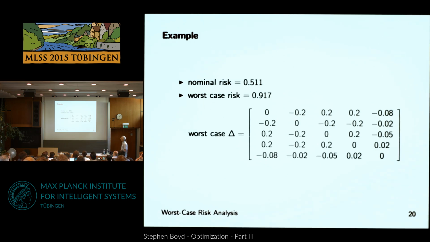For this example, here's what happens. Your worst case risk is twice what it is under the nominal model, and here's the worst possible perturbation. Now, all of these make sense. This one is weird, right? This entry could have ranged between minus 0.2 and plus 0.2, but the absolute worst thing to happen is that it is minus 0.08.